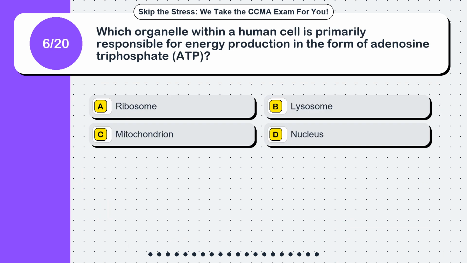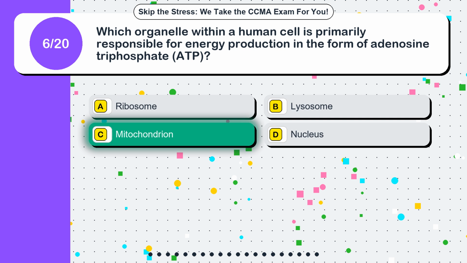Question 6. Which organelle within a human cell is primarily responsible for energy production in the form of adenosine triphosphate, ATP? Option A, ribosome. Option B, lysosome. Option C, mitochondrion. Option D, nucleus. The correct answer is option C, mitochondrion.